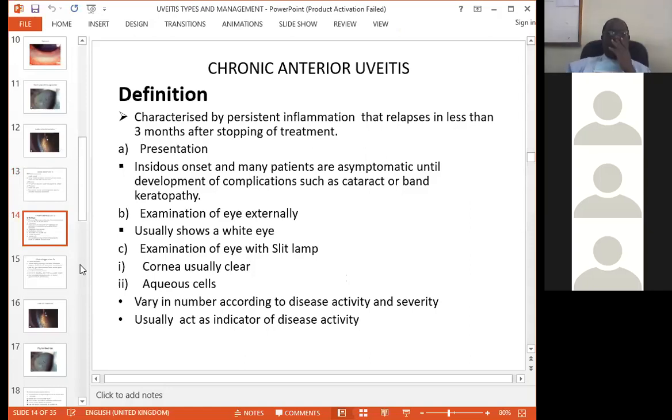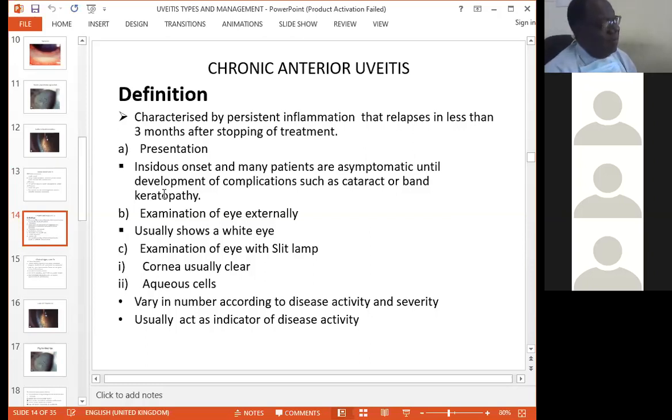Chronic anterior uveitis is characterized by persistent inflammation that relapses in less than 3 months after stopping treatment. A long-standing case. Usually it's insidious in onset. Insidious is like creeping in. It's been there for some time. Many patients are asymptomatic until development of complications such as cataract or keratoconus. In other words, the patient may sometimes not be aware that they've got a problem until these other complications come in. That's when they will come.